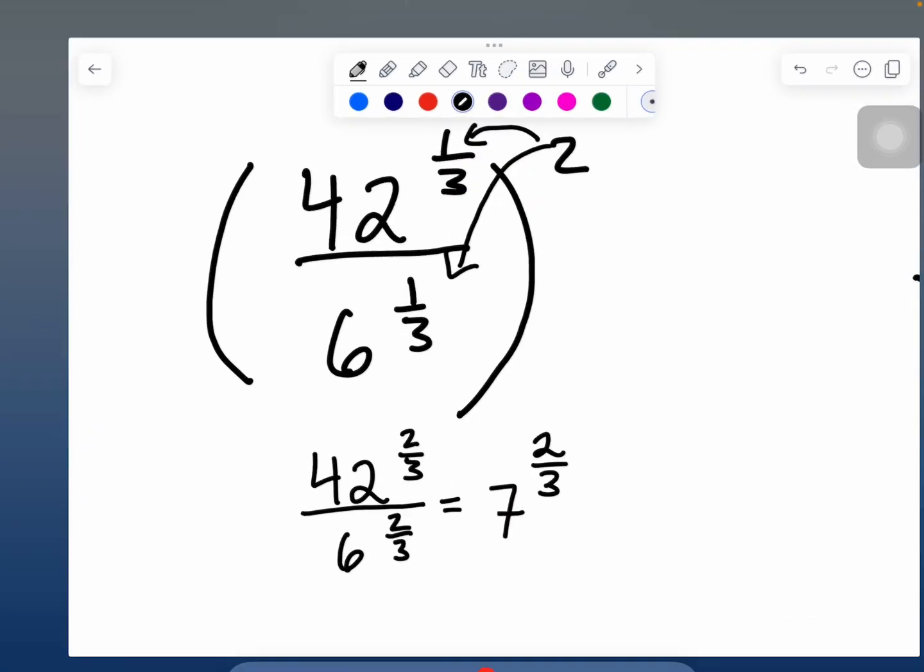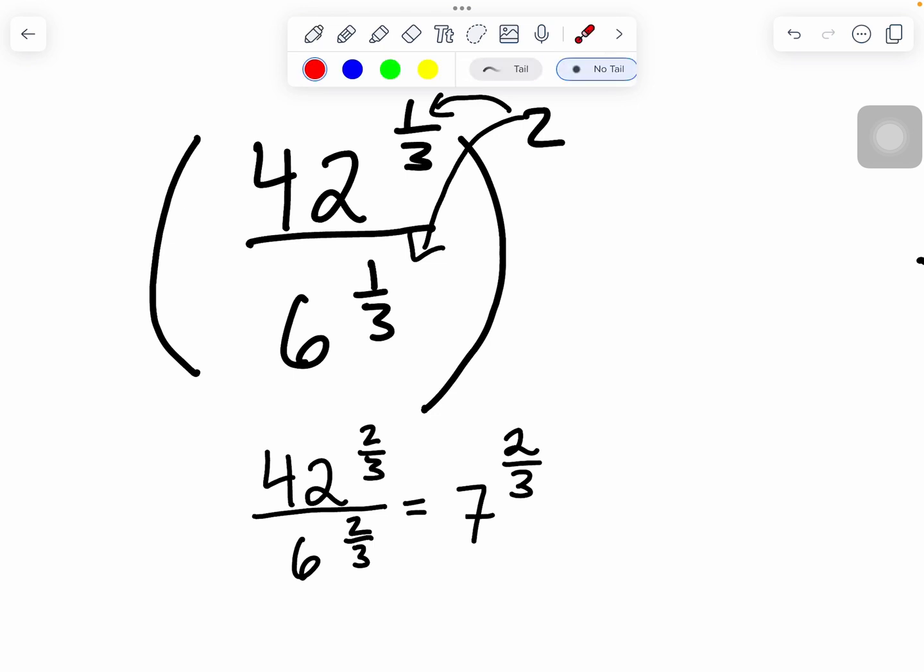So again, I heard a lot of really good discussions with this one, so I was very pleased with this question. But again, these two bases, 42 does not equal 6, so we cannot subtract these exponents. But because these exponents are the same, we can still divide these numbers.